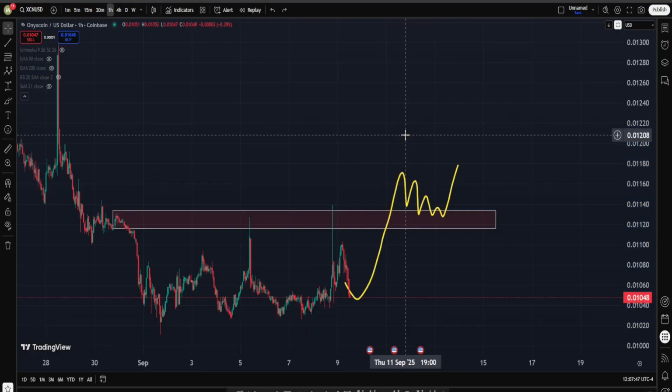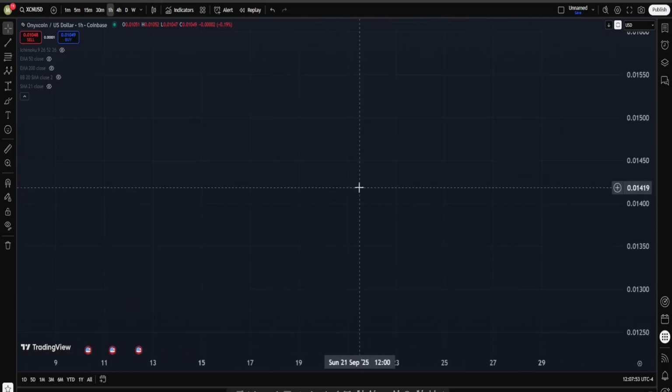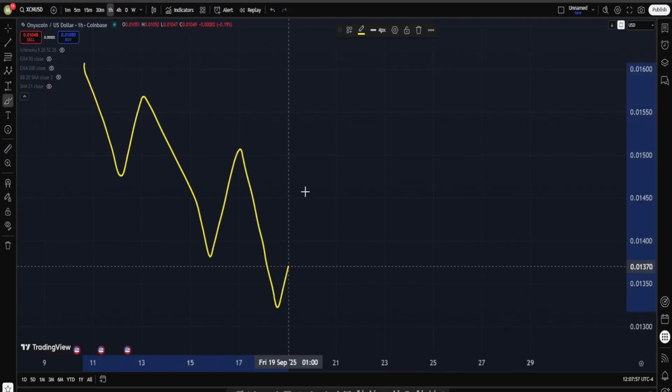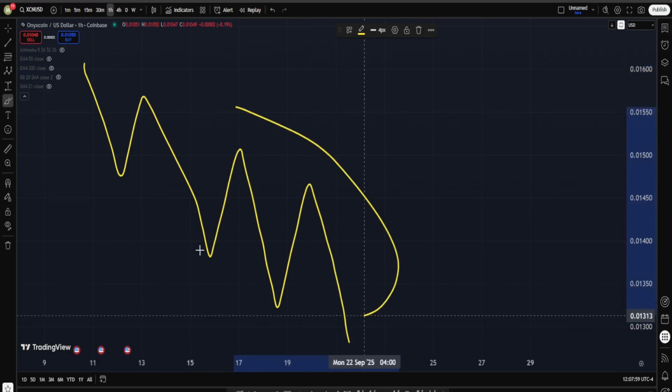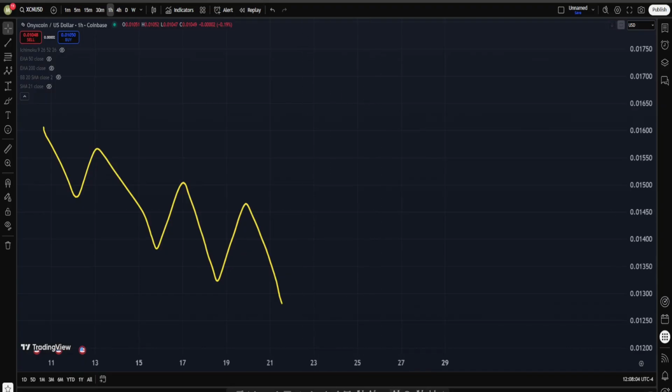Now why am I not necessarily a big fan of this pattern? There are two very important reasons. Whenever you are having a downtrend, right around the end of this whole move on the downside, there is a good chance that we are going to see a double bottom structure.